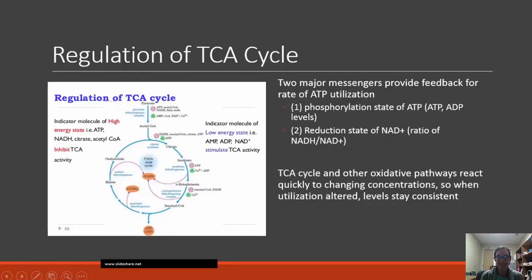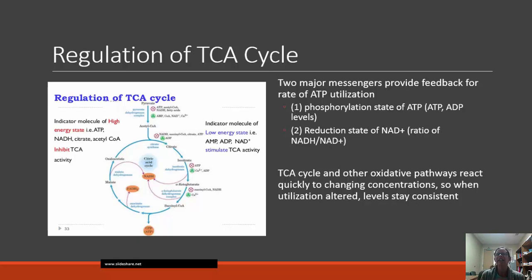Okay, so how do we regulate the TCA cycle? Well, we have 2 major messengers that provide feedback for the rate at which we're going to run this TCA cycle. And they're 2 of our big products. The first one is pretty intuitive. It's ATP, the phosphorylation state of ATP. Our body is able to measure the concentration of ATP, which is our high energy state, with ADP, which is our lower energy state.